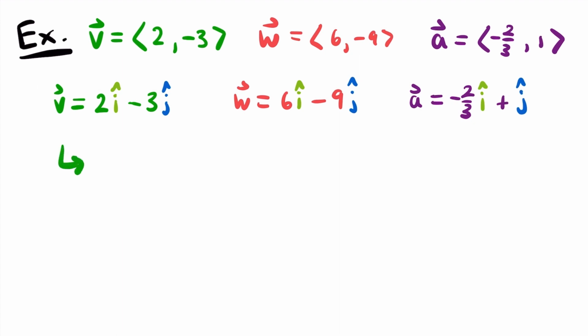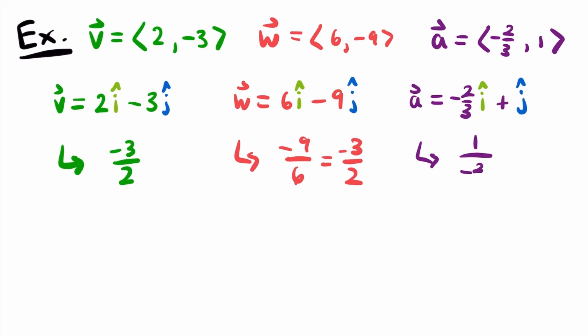So the slope for v would be equal to negative 3 divided by 2. The slope for w would be equal to negative 9 divided by 6, which we can simplify to negative 3/2, right? Negative 9 and 6 are both divisible by 3, so we have negative 3/2. And the slope of a would be 1 divided by negative 2/3, right? 1 is the coefficient of j divided by negative 2/3, the coefficient of i. And 1 divided by a fraction will just be equal to the reciprocal of that fraction. So the slope is equal to negative 3/2.